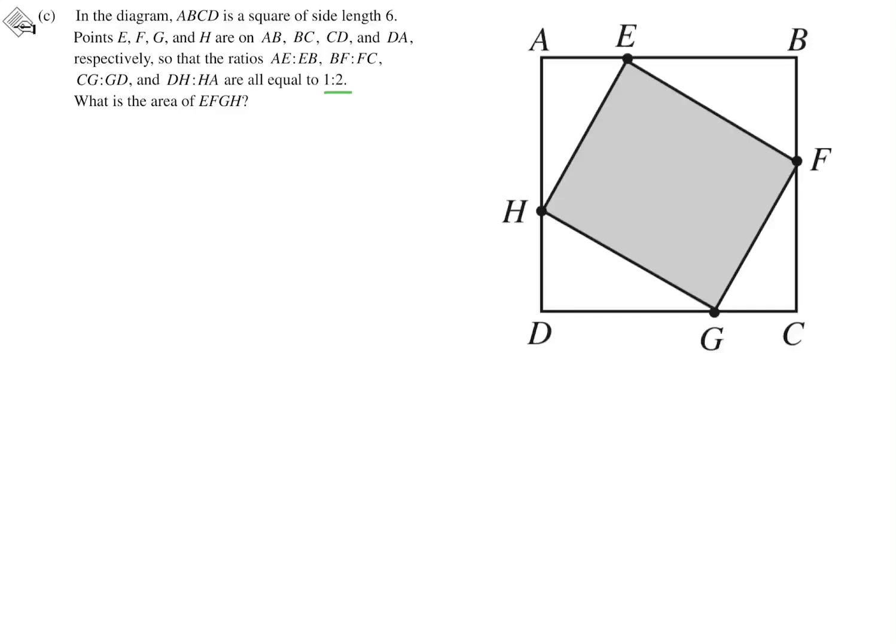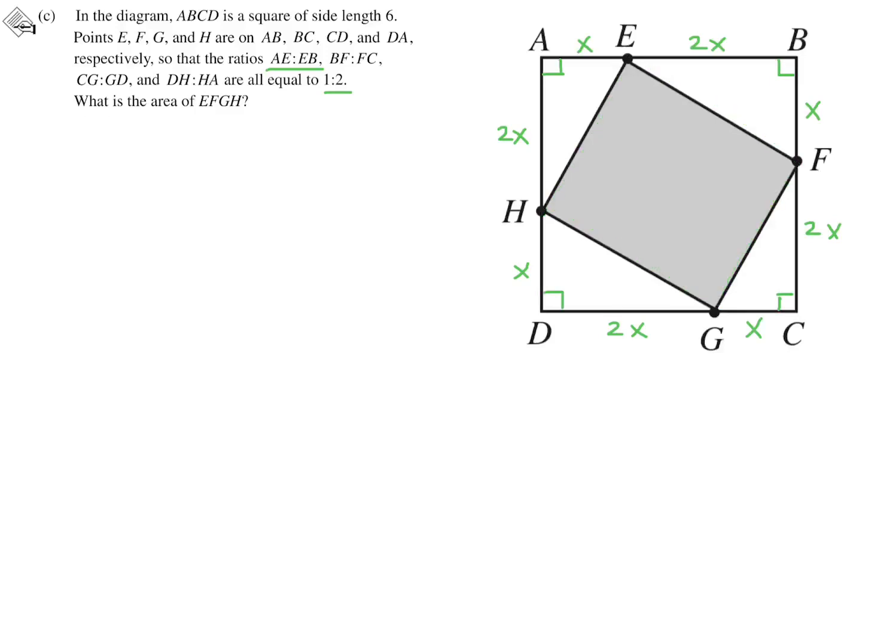We can start labeling. We know that AE to EB is 1 to 2. So if AE, for example, is x, EB is 2x. And in a very similar way, it's identical all the way around if you just follow what is written in the question stem. Now ABCD is a square, so these are all right angles. We know that. And then now I have to figure out the area of this shape.